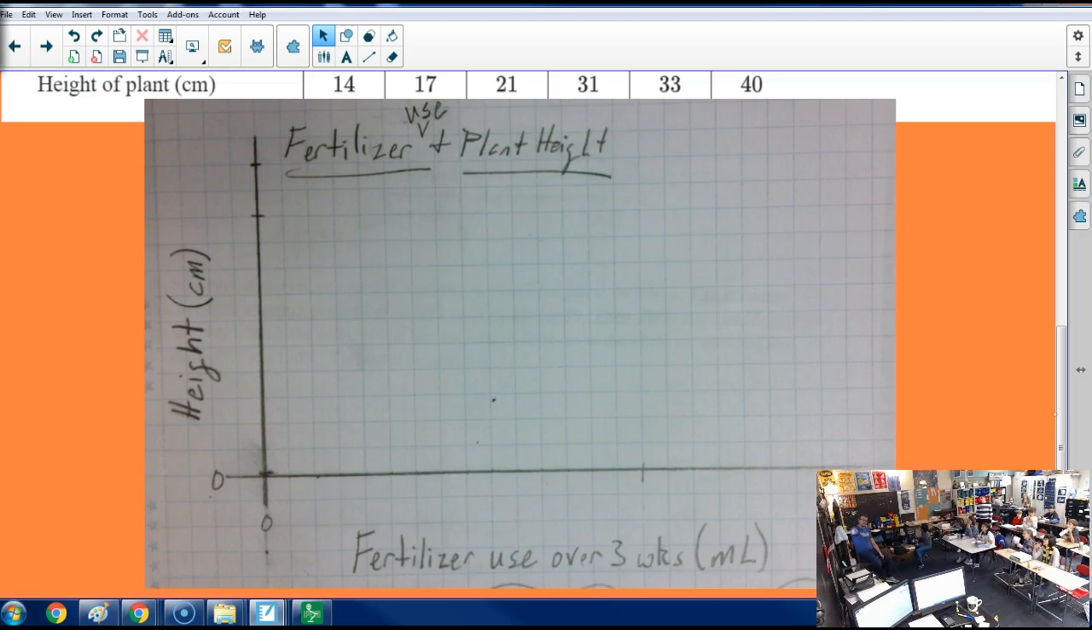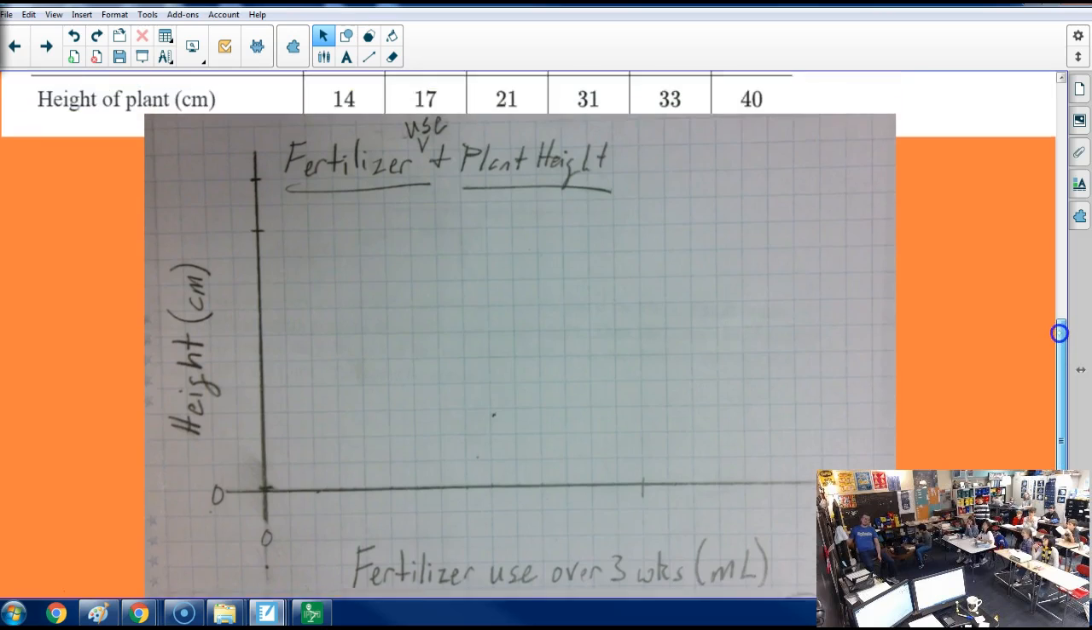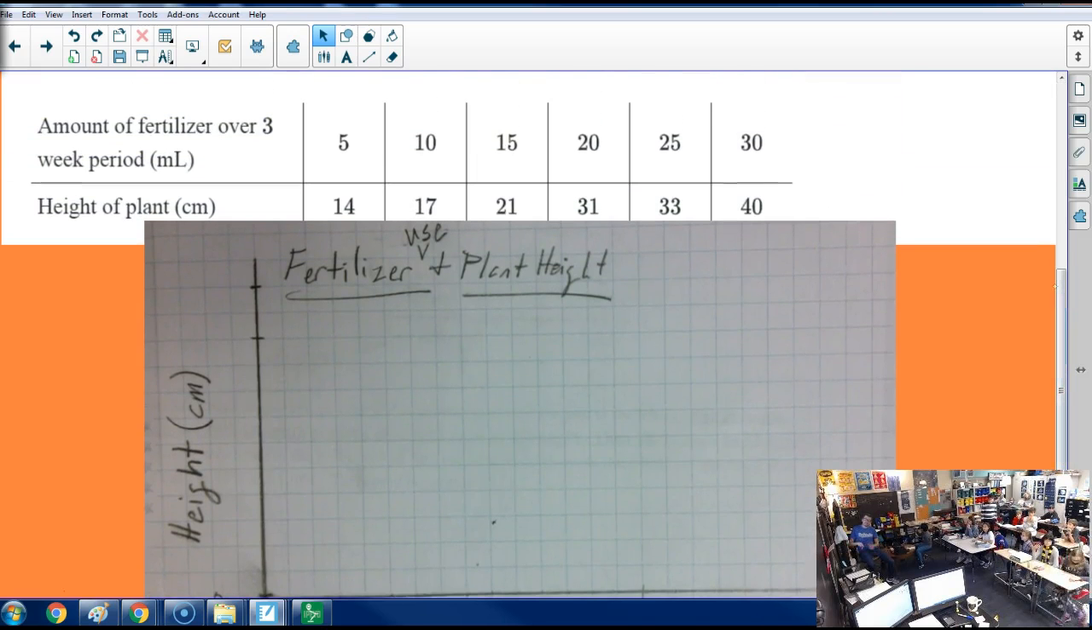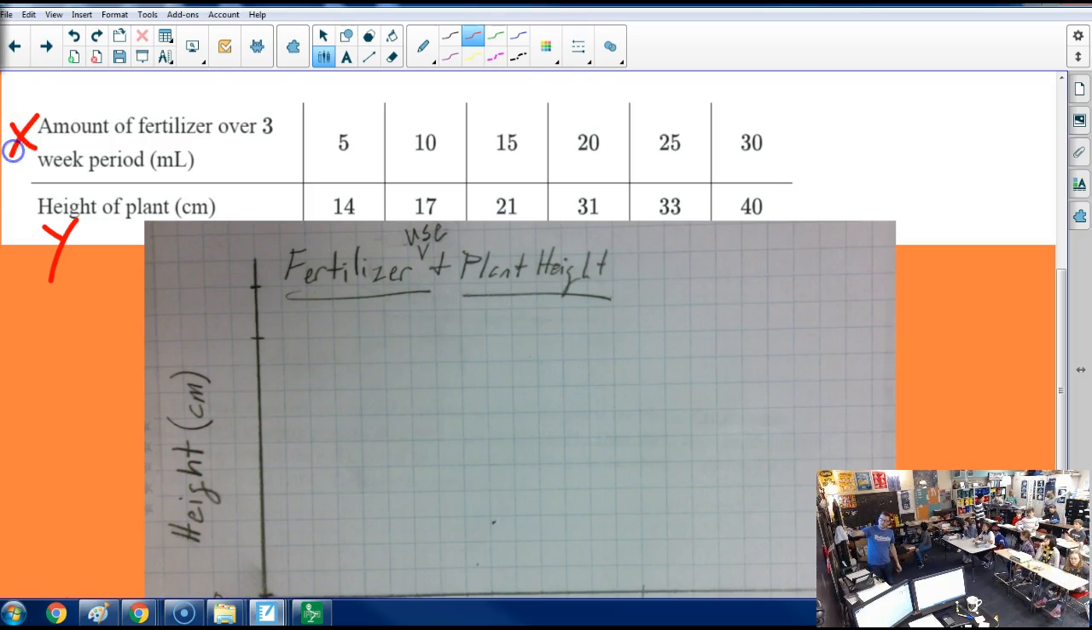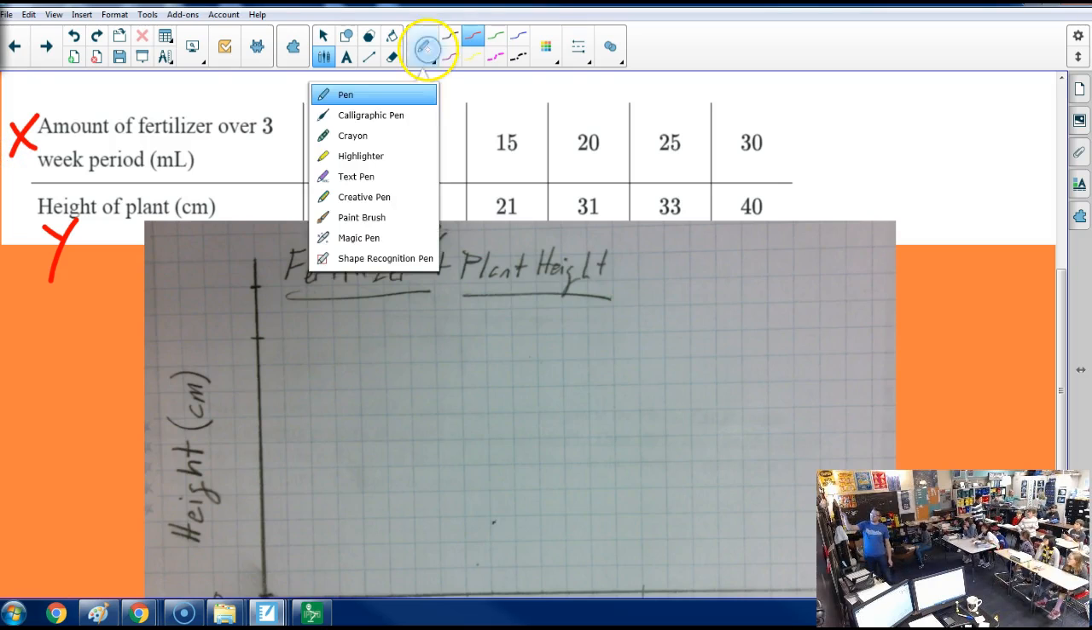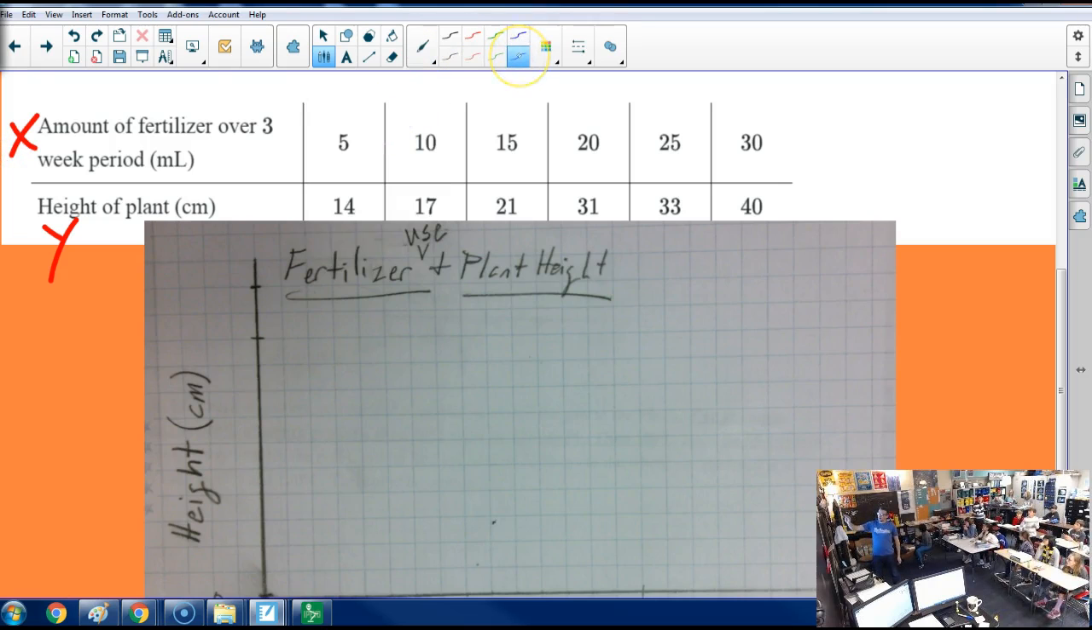So we are going to set up a graph here to graph that data that you don't need to look at yet. But what you do need to know is your maximum y value, because we're going to make height y, and the variable we're changing, the independent variable, is going to be x, so the amount of fertilizer. Our max x is 30. Our max y is 40.